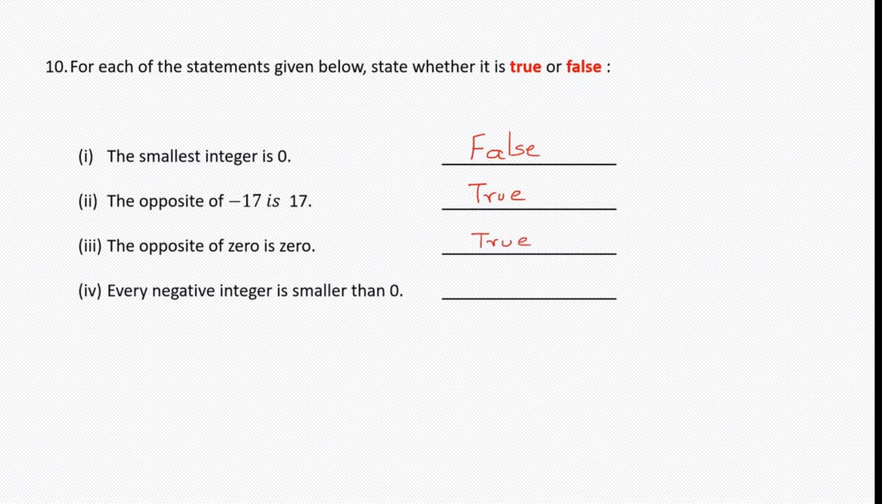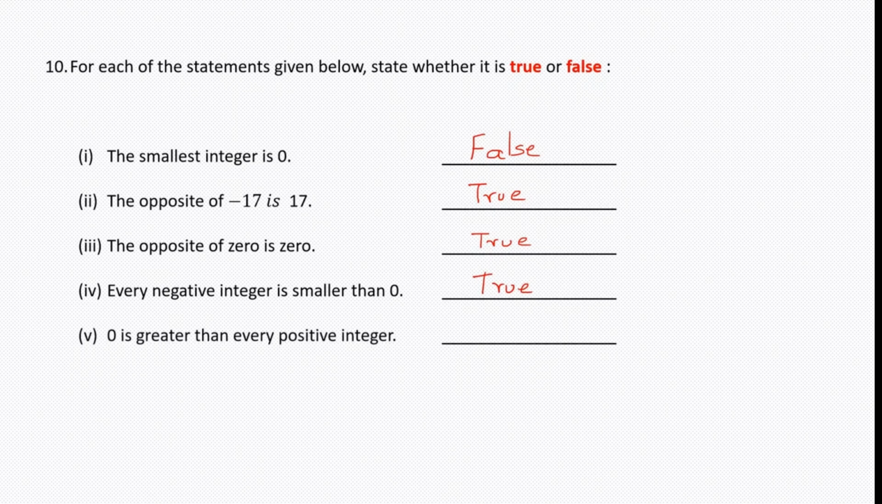Every negative integer is smaller than 0. Yes, because all negative integers come to the left of 0. So every number that comes to the left of any number is smaller. So this statement is true. 0 is greater than every positive integer. That's false because 0 is on the left of the positive integers. So that statement is false.